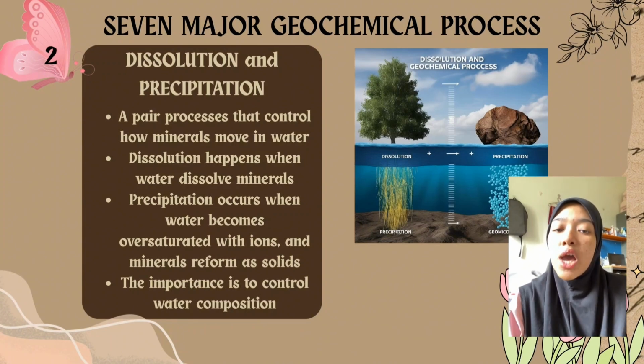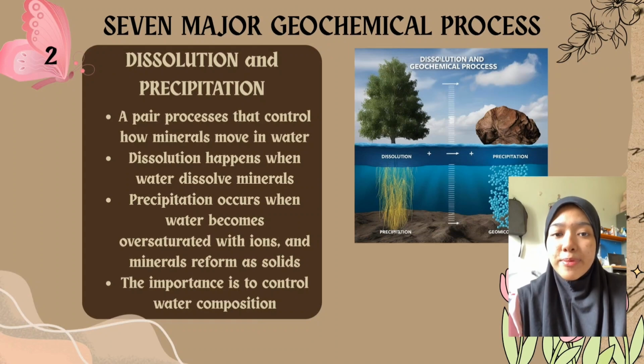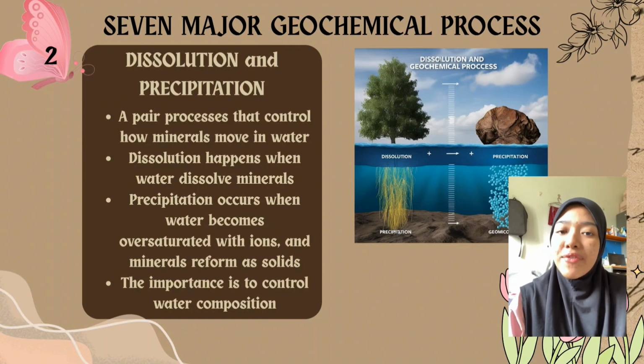Precipitation, on the other hand, happens when the water becomes oversaturated with ions, leading to the formation of solid minerals from solution. This can happen as water evaporates or when waters with different chemistries mix with each other. For example, in saline lakes or hot springs, minerals like gypsum or halite may precipitate out. The importance of these processes lies in their ability to control water composition, rock formation, and mineral deposition. They also influence water hardness, pH, and alkalinity, factors that are vital for both drinking water quality and ecosystem health.